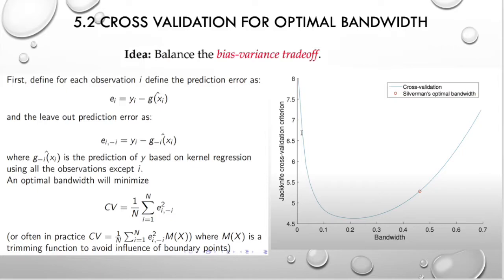Notice here, each time we leave one observation out as the validation set, and we use the remaining data points to fit the data and then predict the data that we left out.